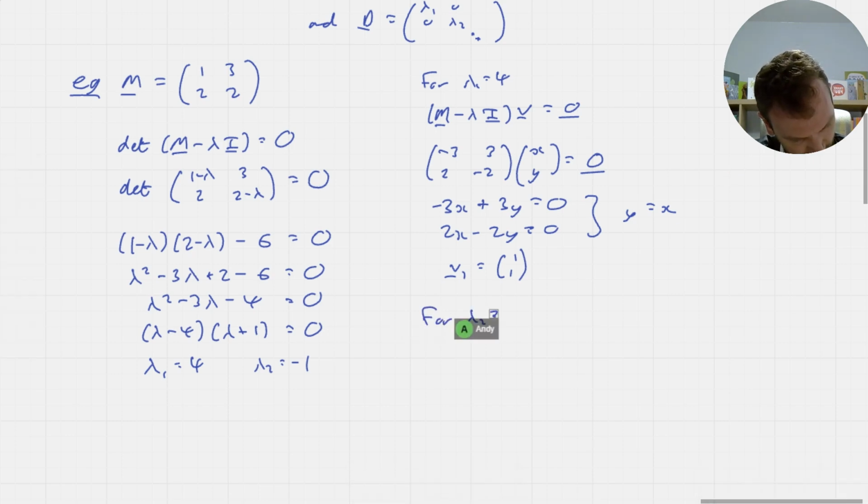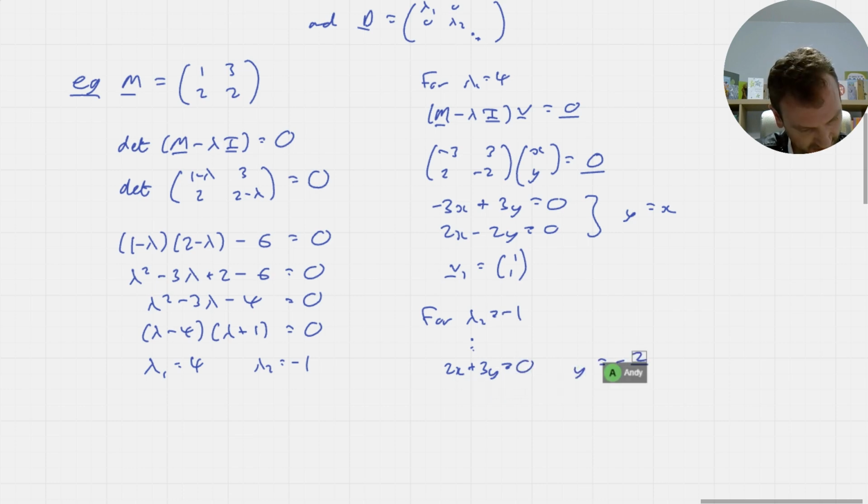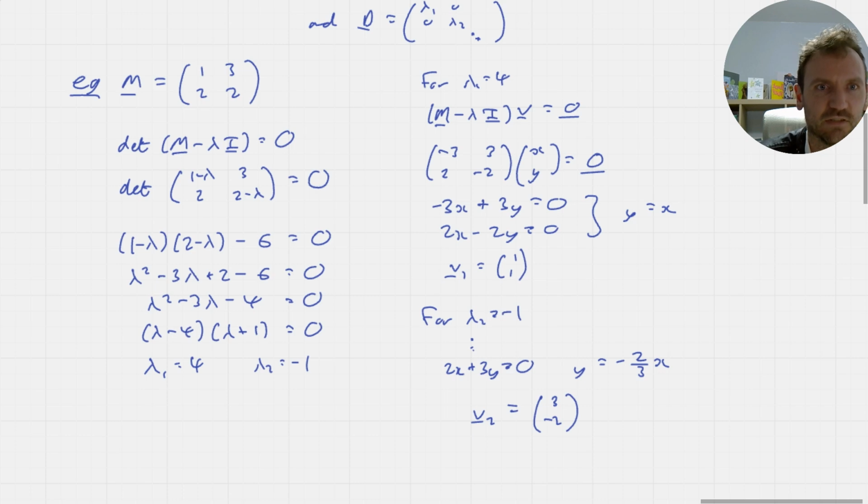If we do lambda 2 equals -1 and repeat that trick, you should end up, after a little bit of work, with 2x plus 3y equals 0 as your equation. If you rearrange this, you can see this is y equals -2/3 x, and a vector in that direction. If you want all integers, you can go for (3, -2). If you pick x equals 3, it gives you y is -2. Any multiple of that would work and we'll be fine. We're just going to pick one now because we've got infinitely many possibilities.